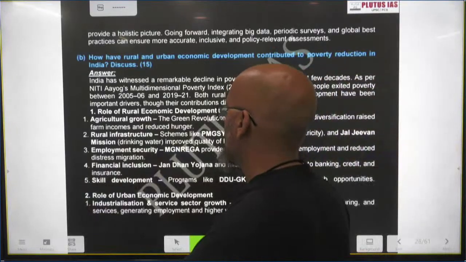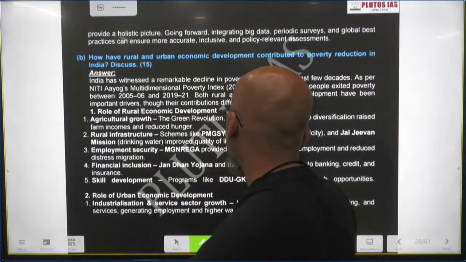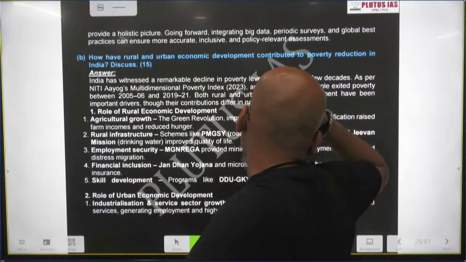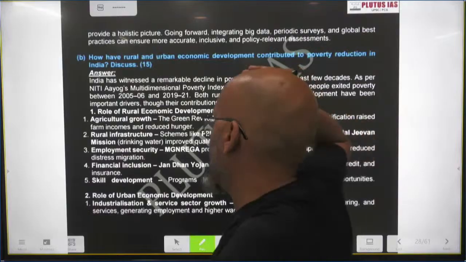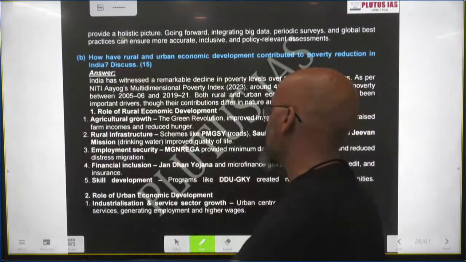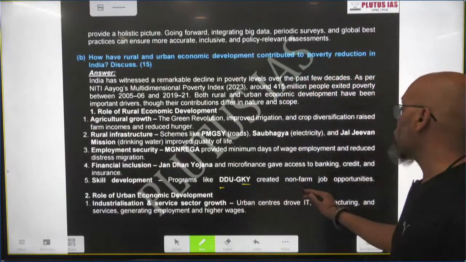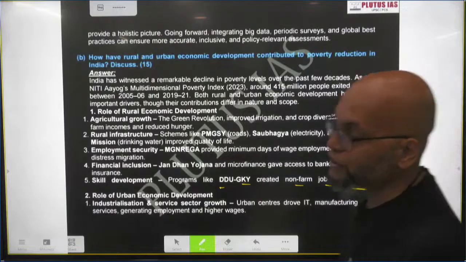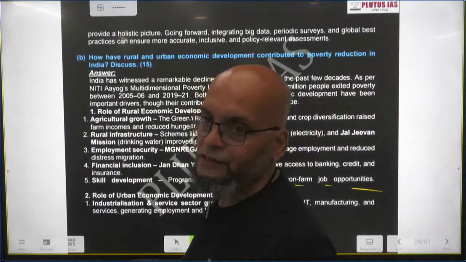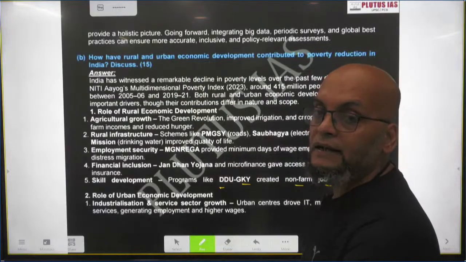Then financial inclusion like Jan Dhan Yojana, where accounts were opened, and microfinance gave access to banking, credit, and insurance. That's called financial inclusion. Then skill development programs like DDU-GKY created non-farm job opportunities. Non-farm means apart from agriculture. Skill development programs were undertaken by the Indian government.